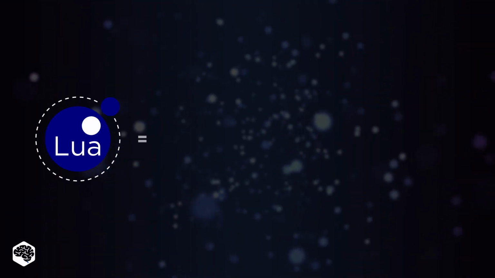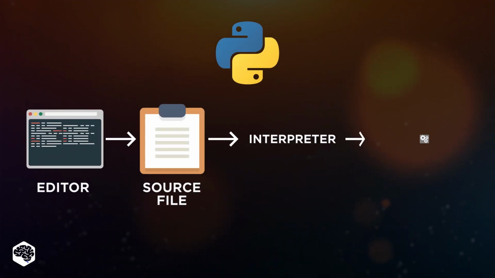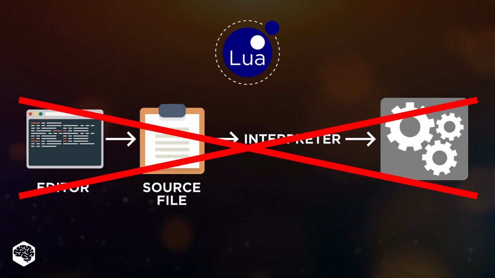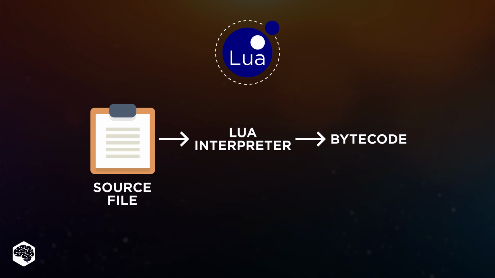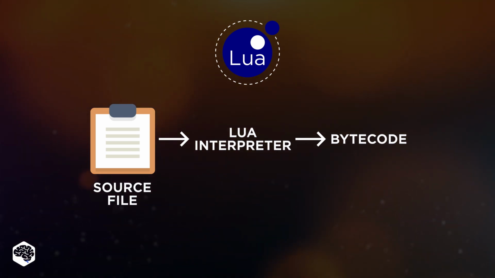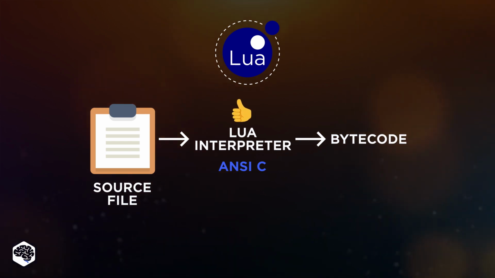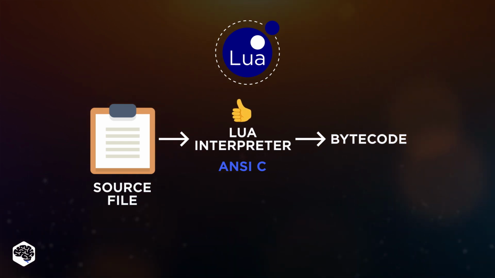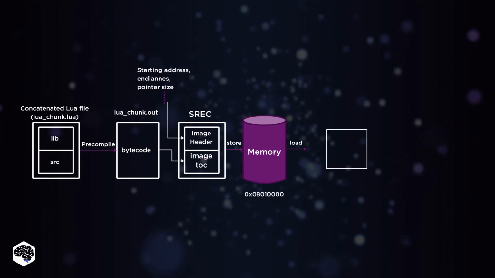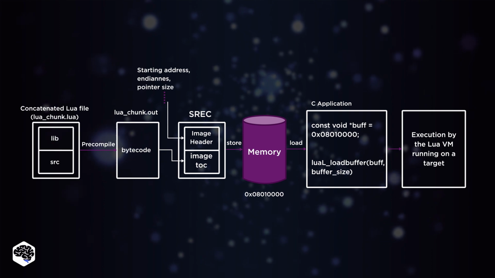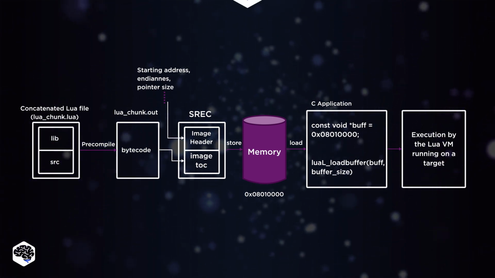Lua has two components, interpreter and virtual machine. Lua is not directly interpreted through a Lua file like other languages such as Python. Instead, it uses the Lua interpreter to compile the Lua file into bytecode. The Lua interpreter is written in ANSI C, making it highly portable and capable of running on a variety of devices. The compilation is usually done at runtime. However, sometimes this can be done before execution to decrease the load time. The Lua virtual machine will then run this compiled bytecode.